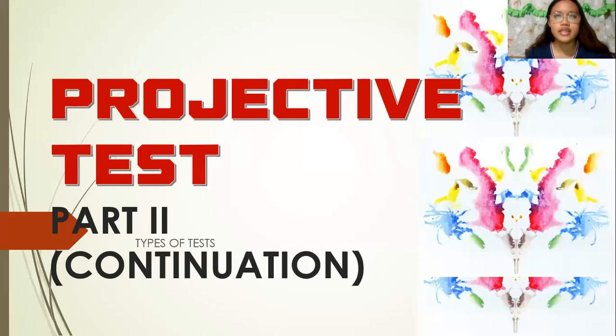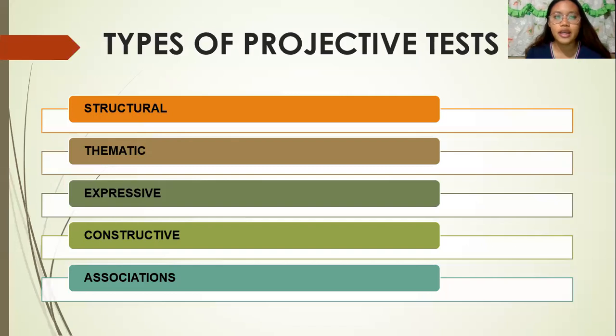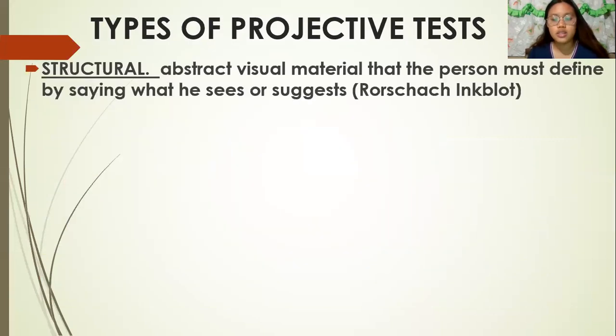So, hello guys, I'm going to discuss the part 2 continuation of projective tests. I will be discussing the different types of the test. There are basically 5 types of projective test: the structural, thematic, expressive, constructive, and association. So what are these types? Let us first discuss the structural.